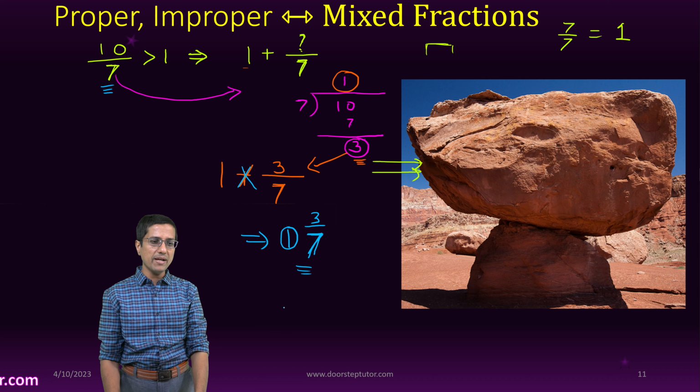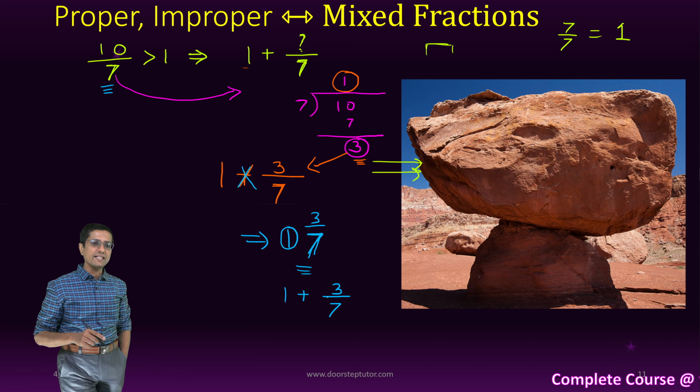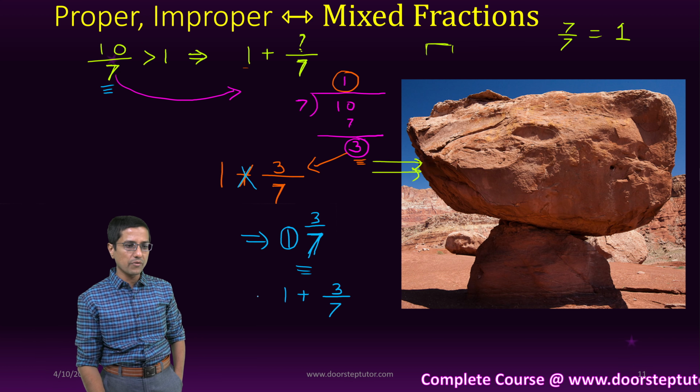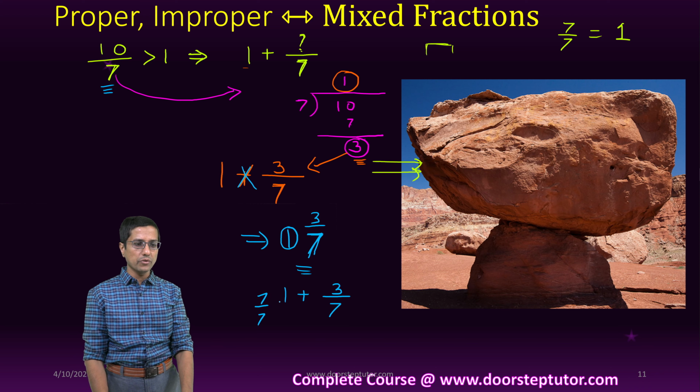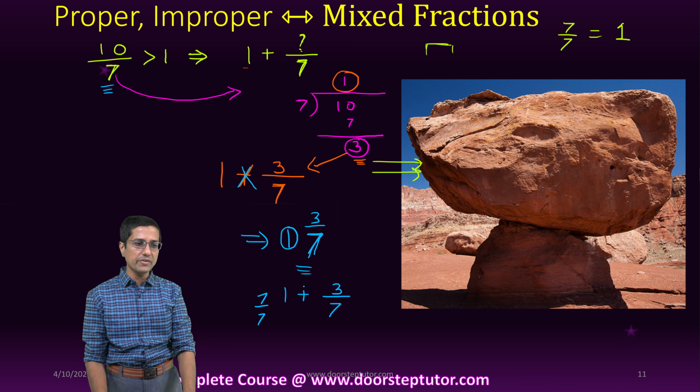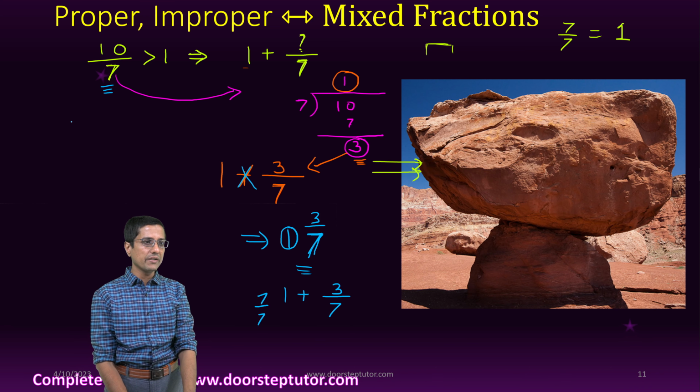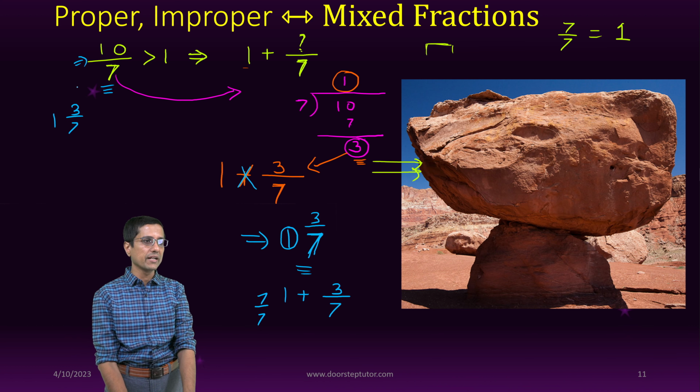Okay, and 1 3 by 7 means nothing but 1 plus 3 by 7. Okay, so 3 things out of 7 things, and this 1 is nothing but 7 out of 7 things. Okay, so that brings us to the next topic, which is how to convert from this mixed fraction 1 3 by 7. How do we go back to here, 10 by 7?